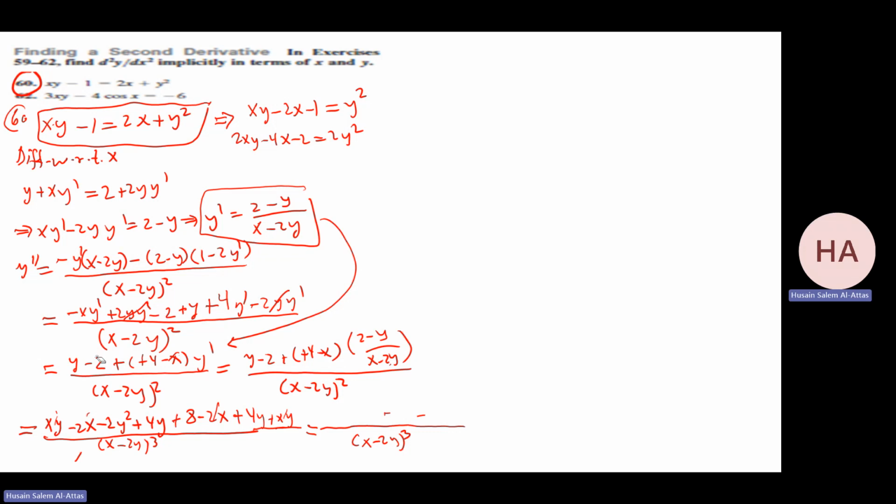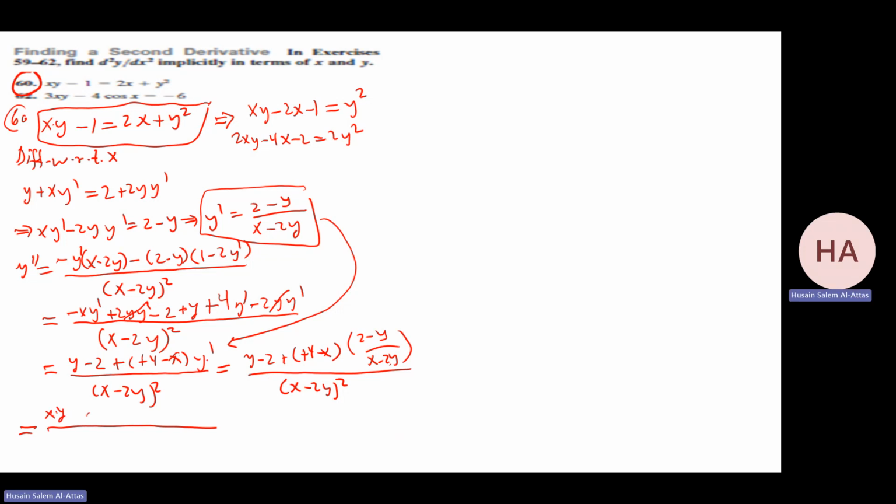This is y minus 2 plus 4 minus x times y prime over this. This is cancelled. So y minus 2, 4 minus x, I plug this here. Okay, so let me do this again. Yeah, that will be what? Calculation. Y minus 2 times this. That will be xy minus 2x minus 2y squared plus 4y.